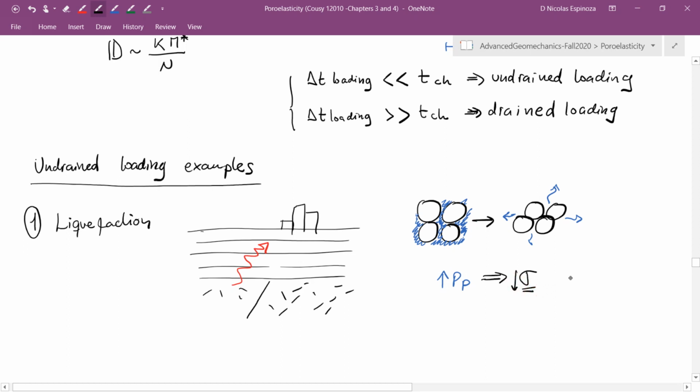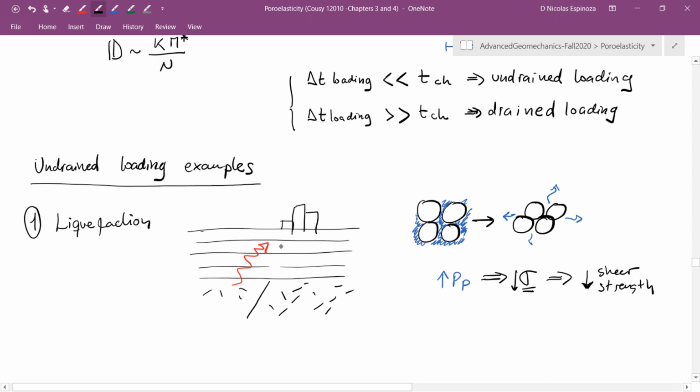And if effective stresses go down, that means also that the shear strength of this sediment is going to go down. Basically, this is what happens, or what you find when you have a quicksand. When you have a quicksand, the effective stress is so low that the shear strength is also very low, and everything sinks in a quicksand.